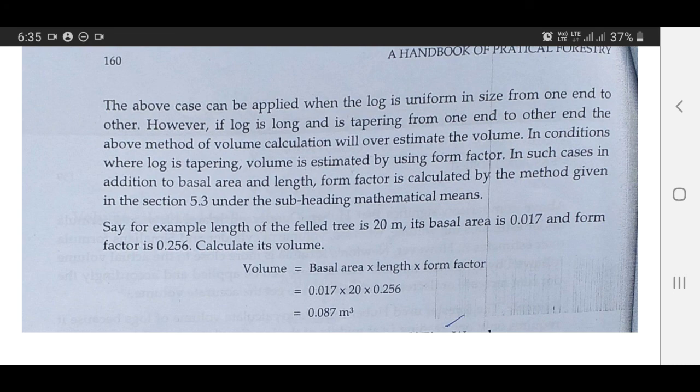Say for example, length of the felled tree is 20 meter. Its basal area is 0.017 and form factor is 0.256. Calculate its volume. It is very easy to calculate. Volume is equal to basal area into length into form factor. Put these values, basal area 0.017, length of the logs 20 meter into form factor 0.256. Now volume comes to 0.087 cubic meter.